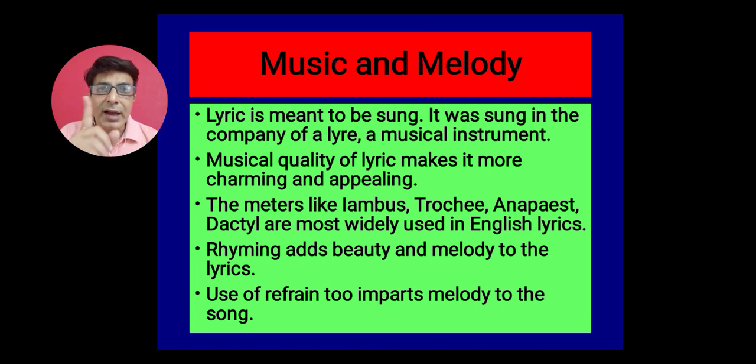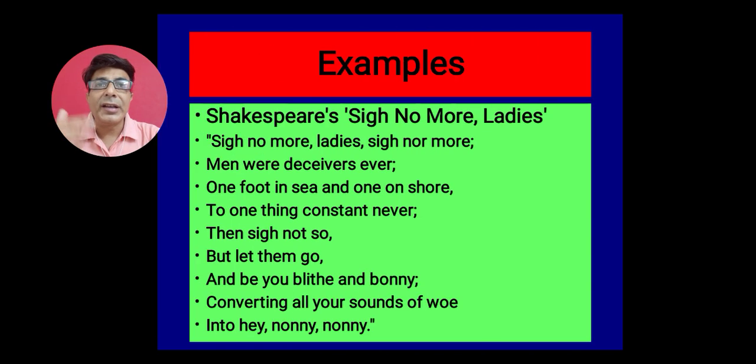And another last important thing which makes it musical is the use of refrain. Refrain means repetition of the lines. One line or one particular phrase is repeated more than once, that also adds beauty and music to the lyrics. I have taken one example from William Shakespeare's poems. William Shakespeare has written this poem, Sigh No More Ladies.